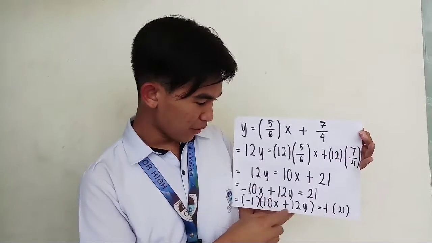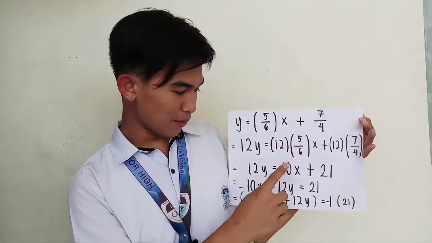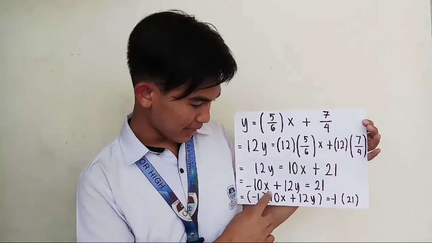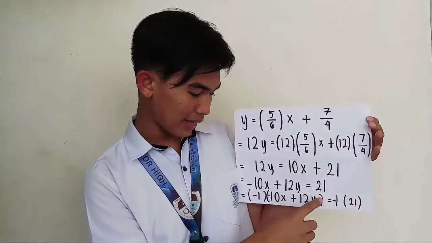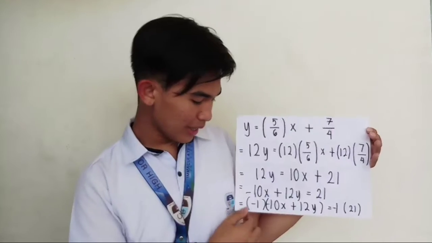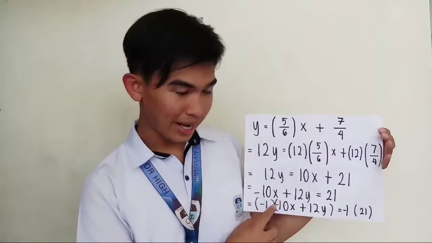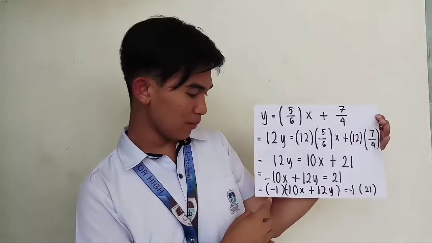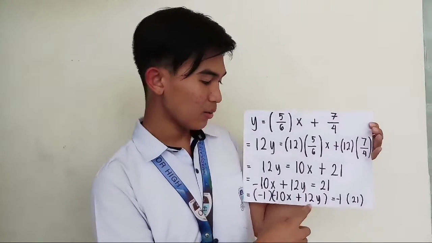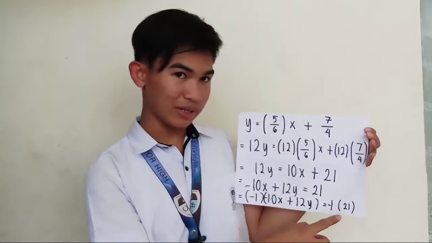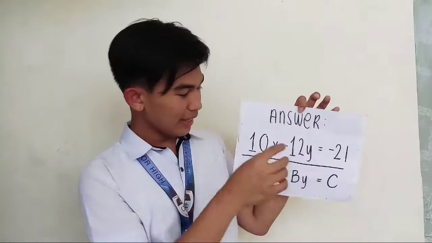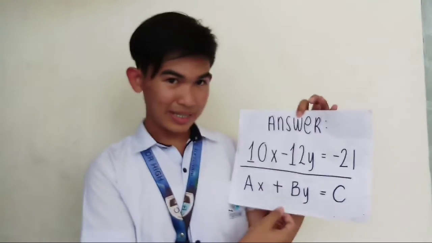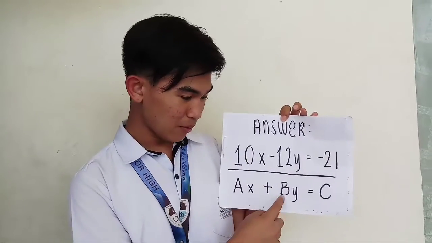We have to transform this into standard form. We have to transpose 10x to the left side of the equation. So negative 10x plus 12y is equal to 21. We can't have a negative sign on our x, so we're going to multiply it again by negative 1. So negative 1 times negative 10x plus 12y is equal to negative 1 times 21. And the answer would be 10x minus 12y is equal to negative 21. And the standard form is ax plus by is equal to c.